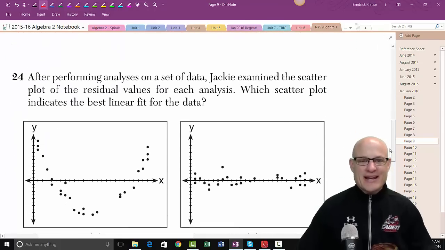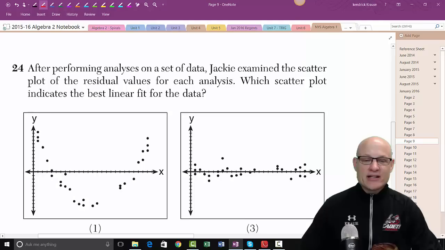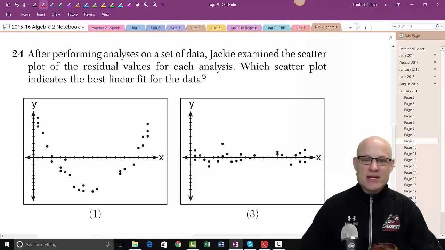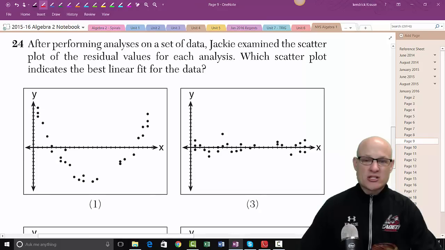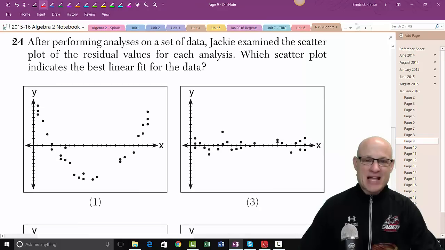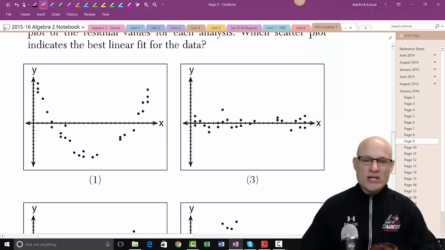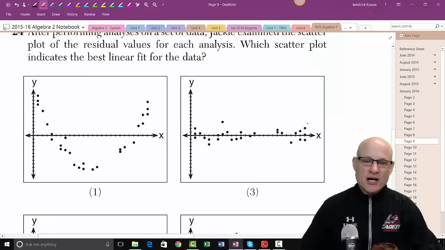After performing an analysis on a set of data, Jackie examined the scatter plot of the residual values of the analysis. Which scatter plot indicates the best line of fit? All right, kids, so what you want is for the residuals to be at a minimum. You do not want patterns. Patterns indicate that a linear is not good. So that one's no good.